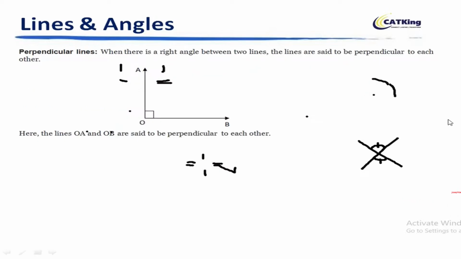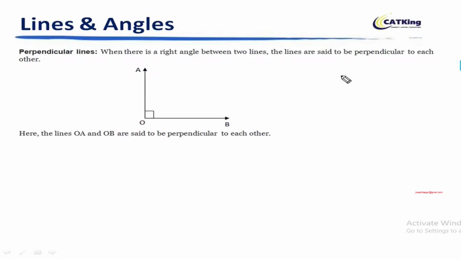Perpendicular lines, I hope you already know what a perpendicular line is. A perpendicular line is any line which makes a 90 degree angle with the intersecting line. When there is a right angle between two lines, the lines are said to be perpendicular to each other, and they make 90 degrees.